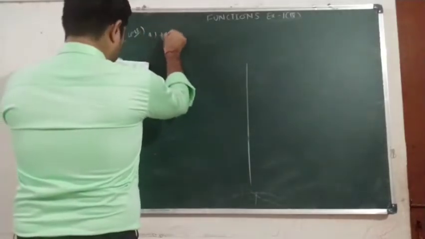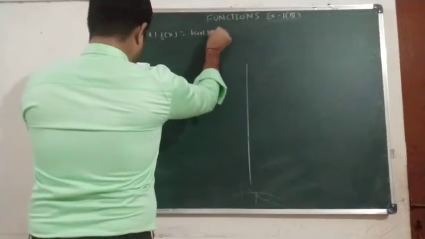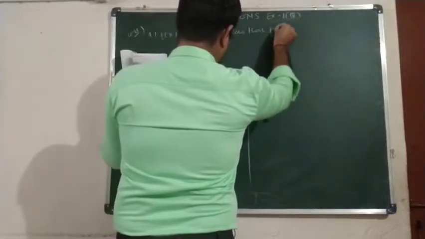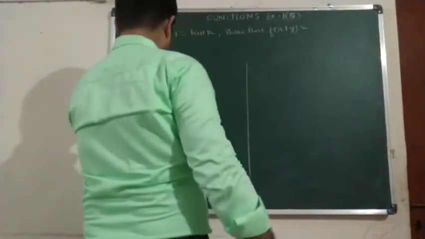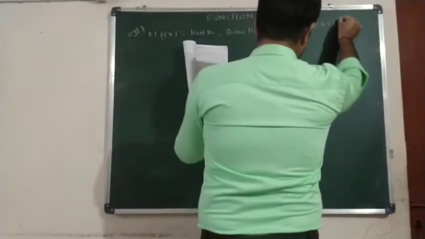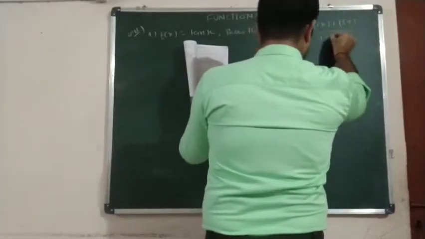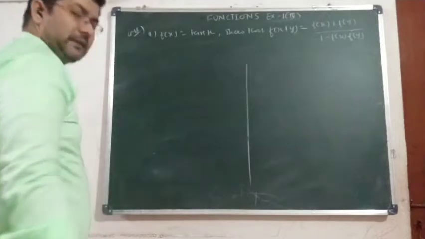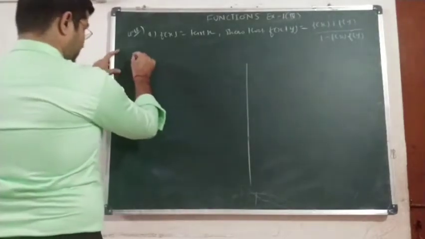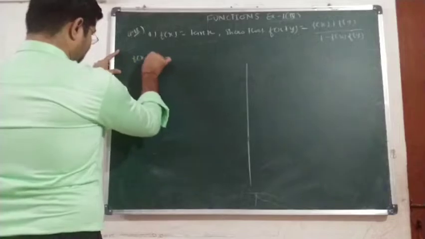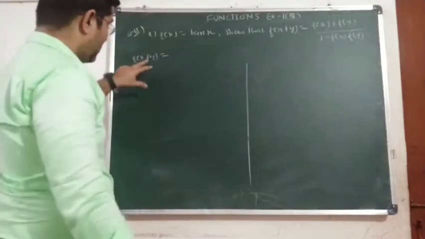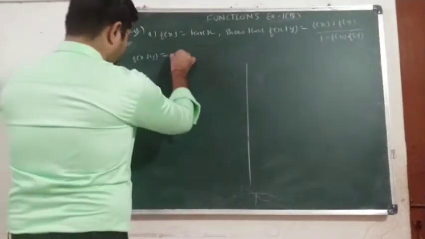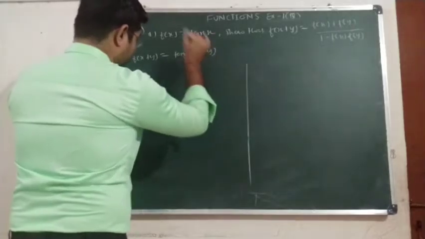First one, function f of x is equal to 10 to the power x. We have to show that f of x plus y is equal to f of x plus f of y upon 1 minus f of x into f of y. So quite easy questions. Let us take f of x plus y. f of x plus y is equal to, in the formula of f of x, for x we will put x plus y, so this will become now 10 to the power x plus y.